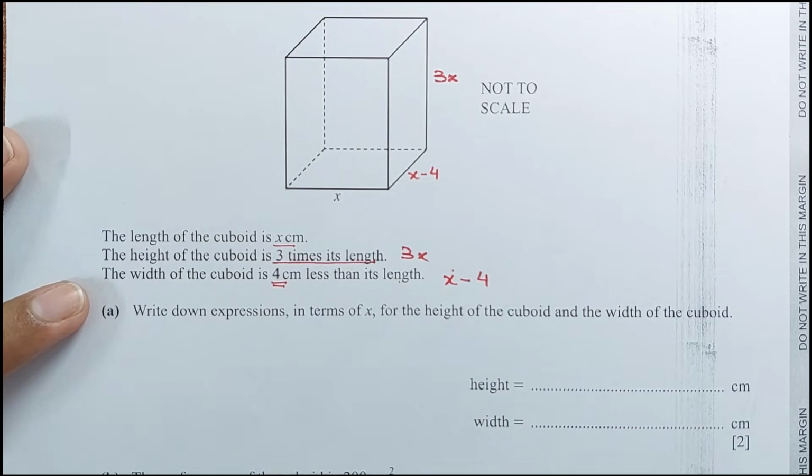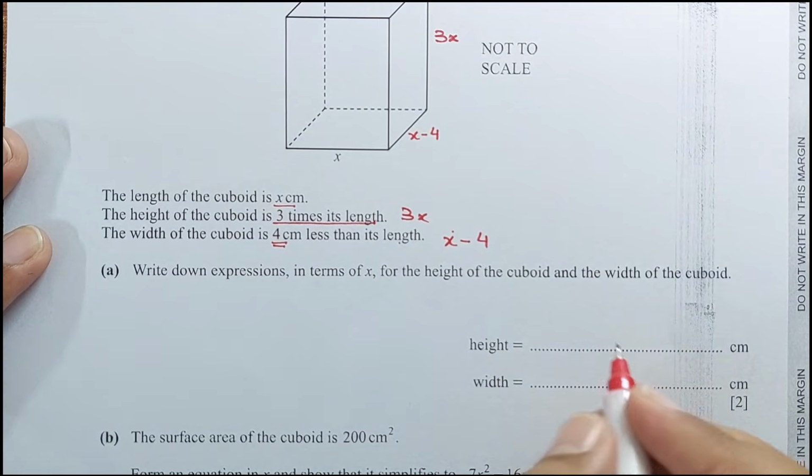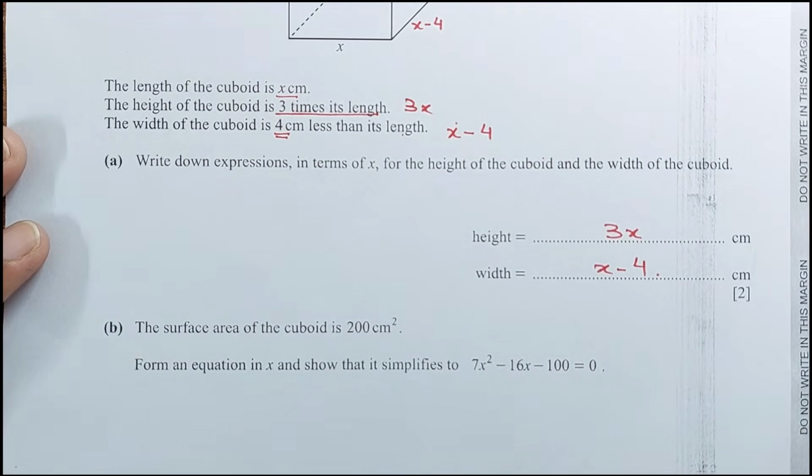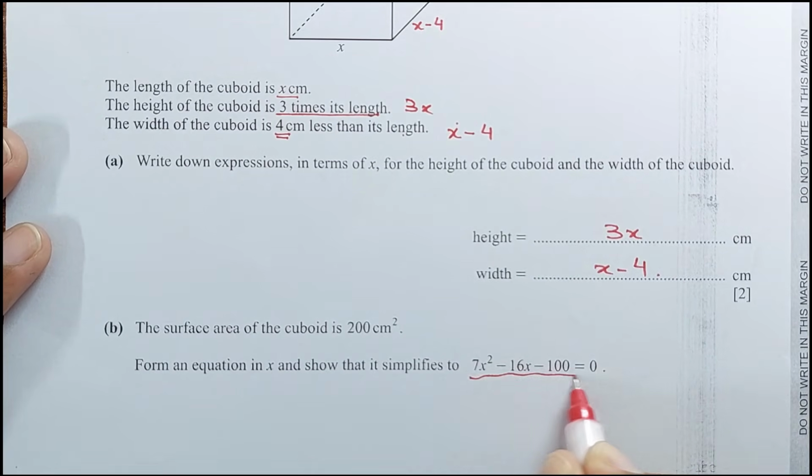Write down an expression in terms of x for the height of the cuboid and the width of the cuboid, which we have already done. The height is 3 times x, the width is x minus 4. Part B, the surface area of the cuboid is 200 centimeters squared. Form an equation in x and show that it simplifies to this equation.